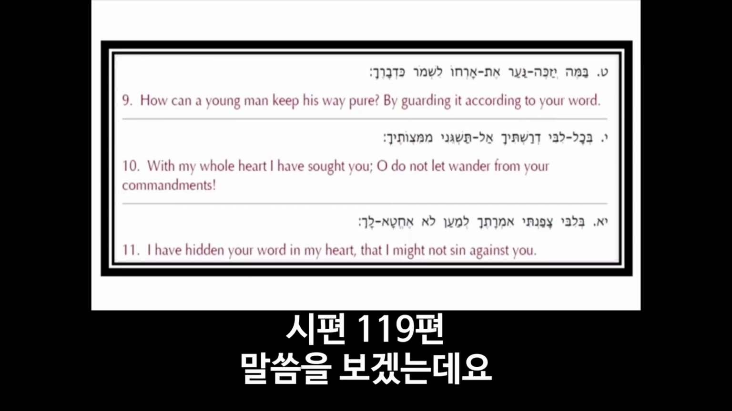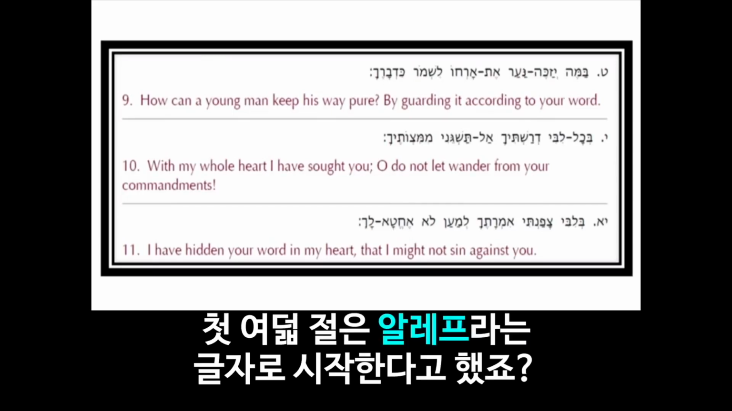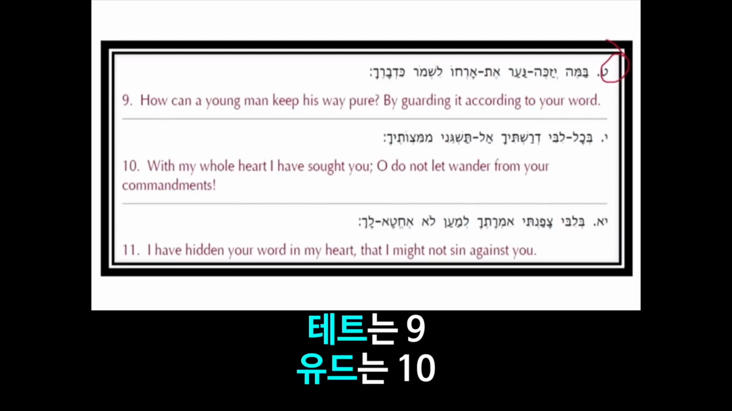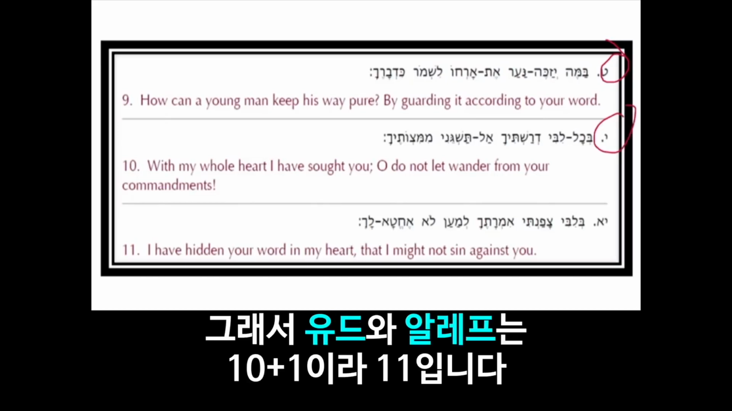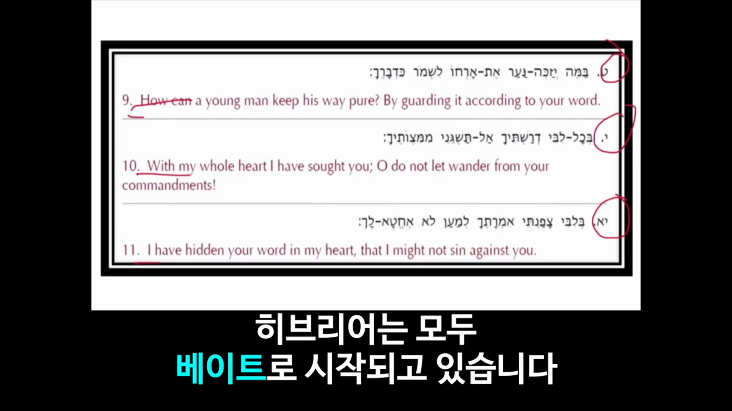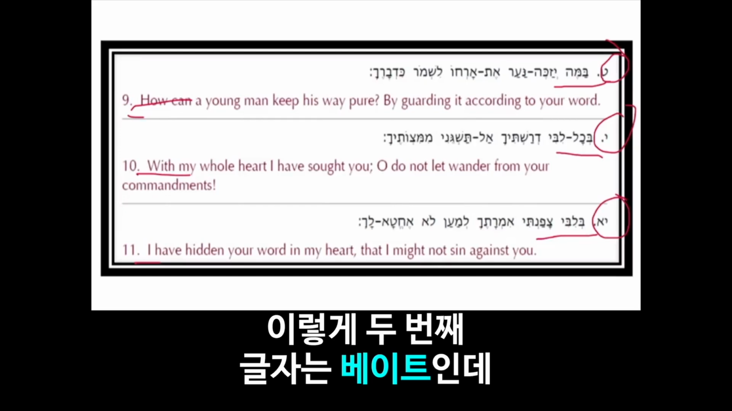Interesting. And then here again we have Psalm 119, and I want you to notice as we go, remember the first 8 verses all have to do with Aleph. The next 8 verses all have to do with the letter Bet. And so the Tet is verse 9, Yud is 10, and Yud Aleph, the Yud is 10, the Aleph is 1, that's 11. So here's verses 9, 10, and 11. And if you notice, even though they're different words in English, beginning with different letters, in the Hebrew every word begins with the letter Beit. You following me? Okay, so the second letter is Bet.